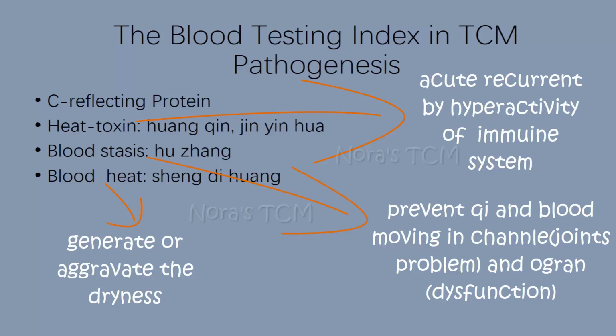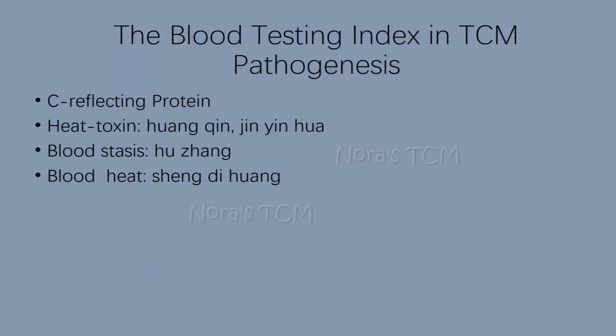This is combined with the features of Sjogren syndrome, dry mouth, dry eyes, and yin deficiency. So we think the hyperactivity of the immune factor C-reactive protein pertains to heat toxin, blood stasis, and blood heat. So we have corresponding herbs to cope with the situation, such as 黄芩 and 金银花, applied to heat toxin. 虎杖 is applied to blood stasis. 生地黄 is used to cope with blood heat.